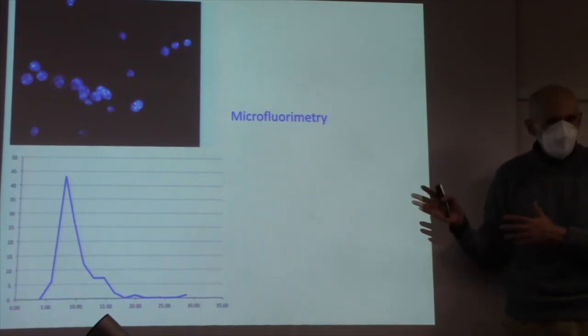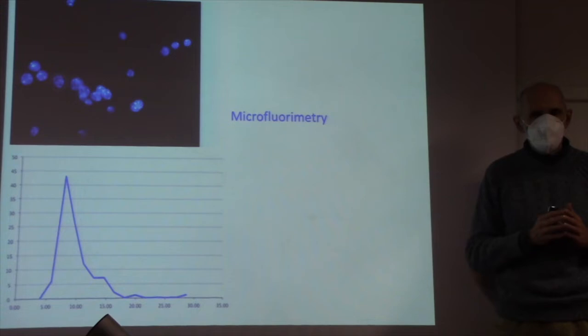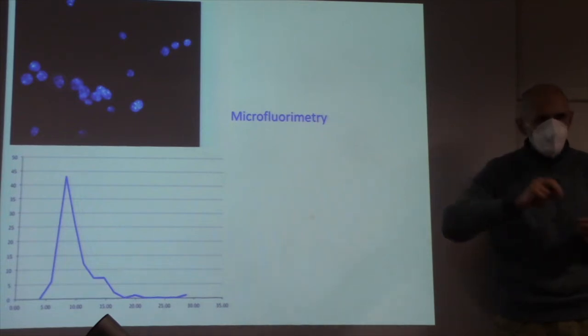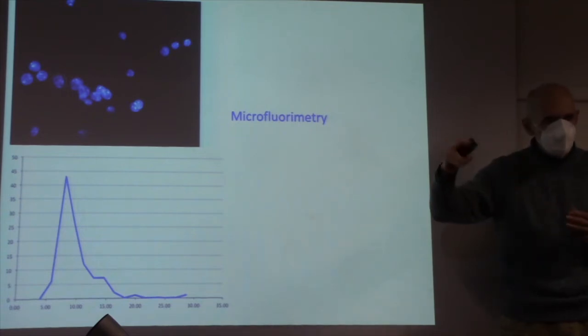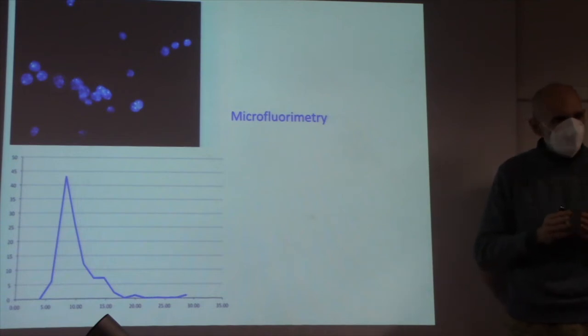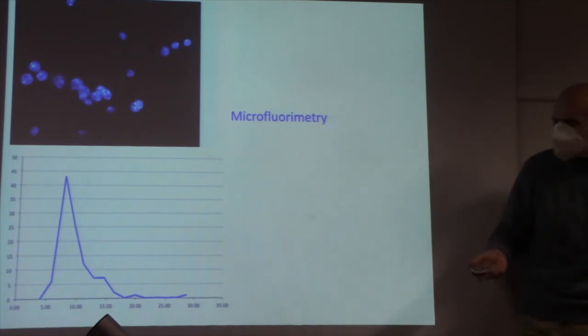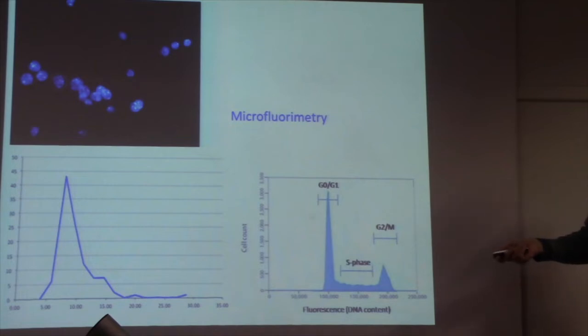In this case, it would be with the DNA staining, which emits fluorescence. And then this very sophisticated machine takes the cells to a reading chamber where they pass one by one very fast, and you read thousands of cells in a matter of seconds. And then you plot all the results on a graph, and you get something like this.